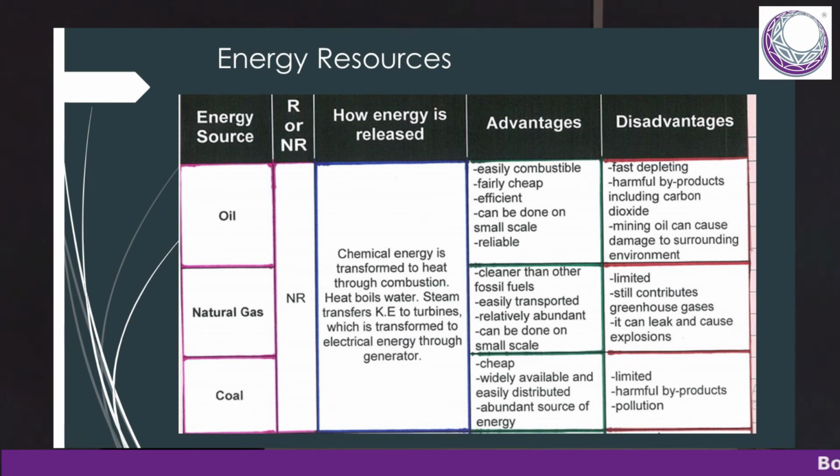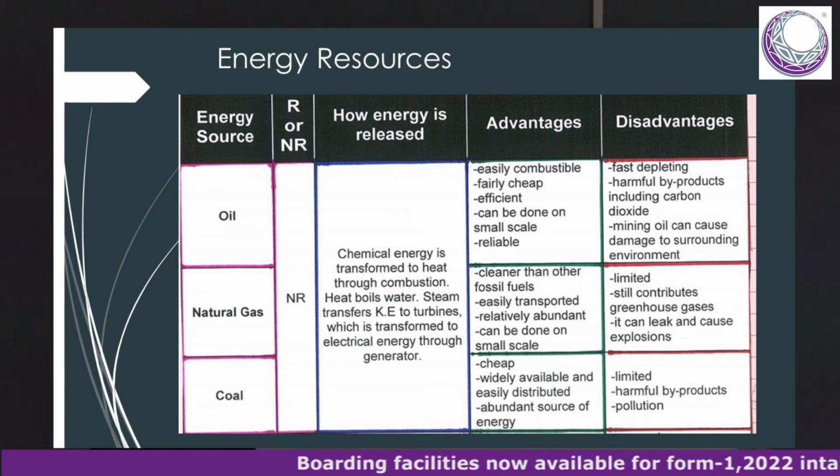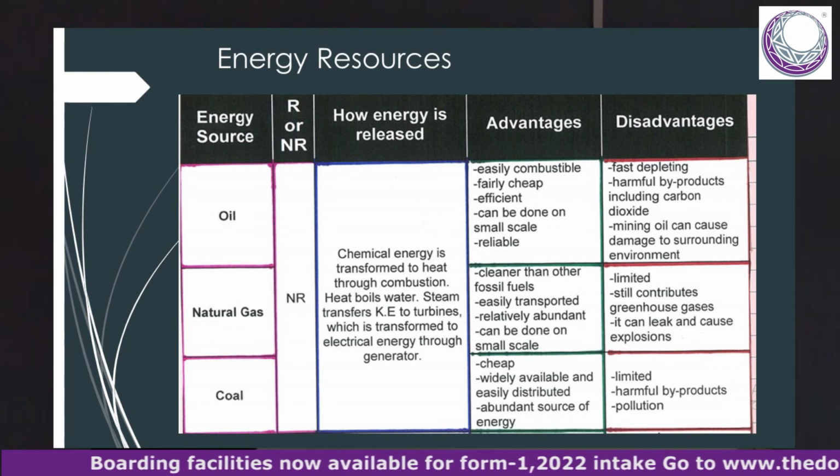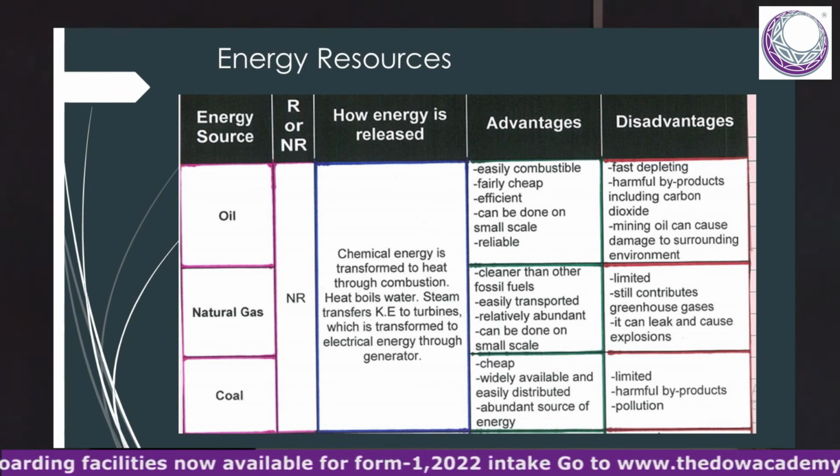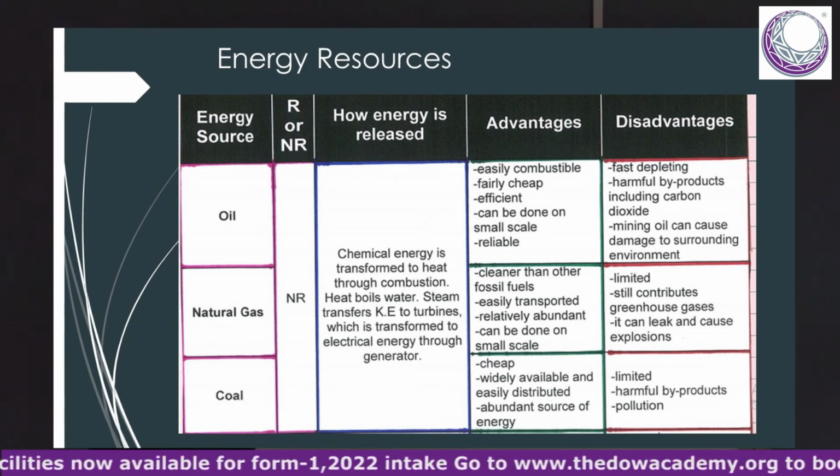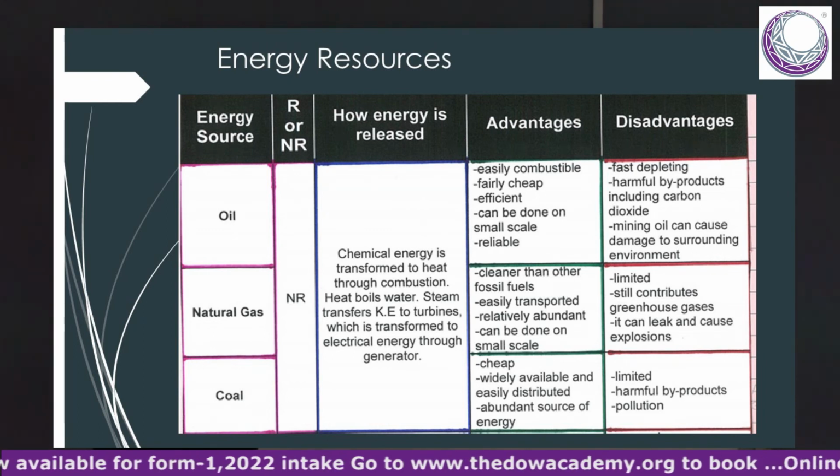During the mining or extraction of these, there is damage to the environment, there is displacement to the natural habitat of animals. All those things, you comment on them under the disadvantages. Pollution, air pollution is also there. So that is the first group of energy sources.